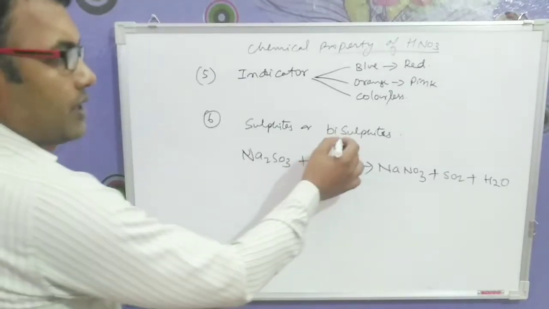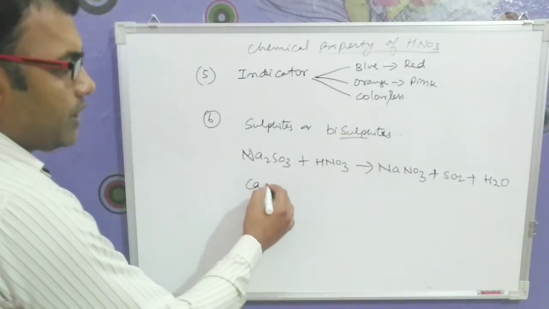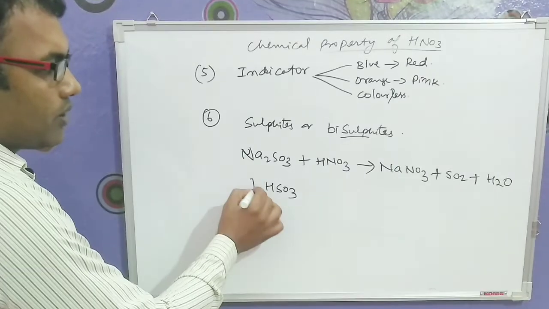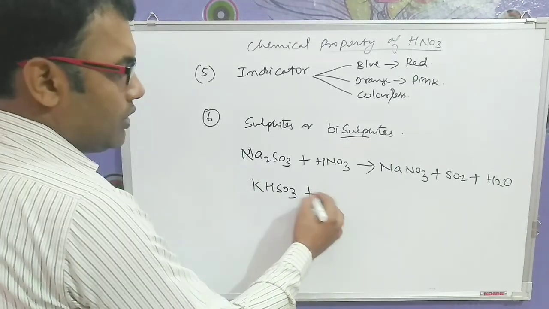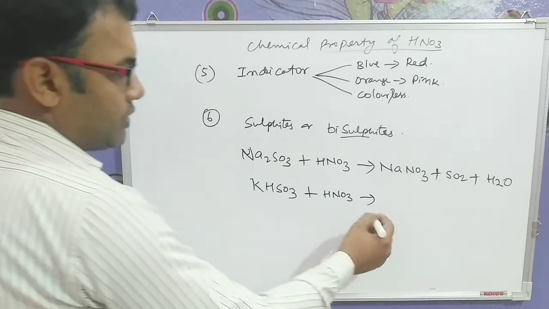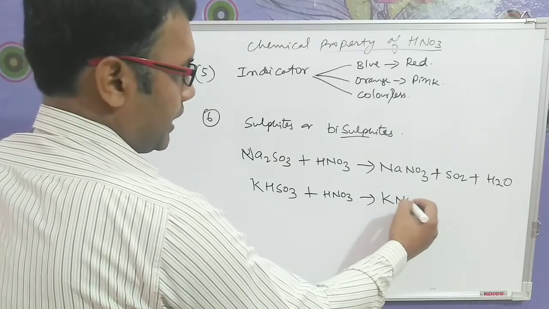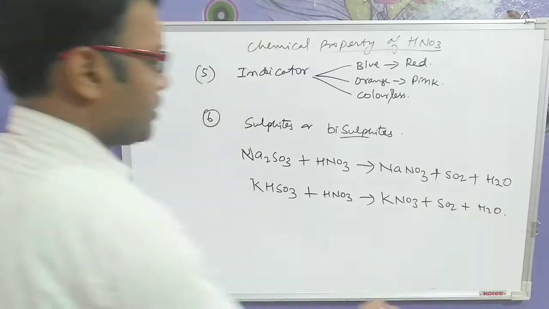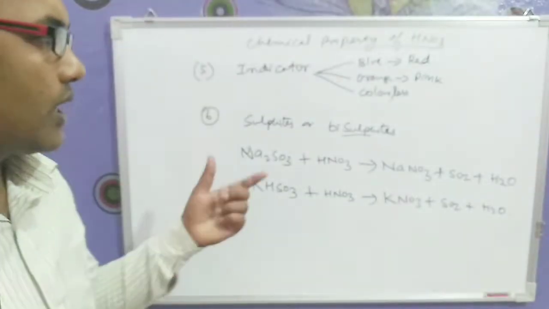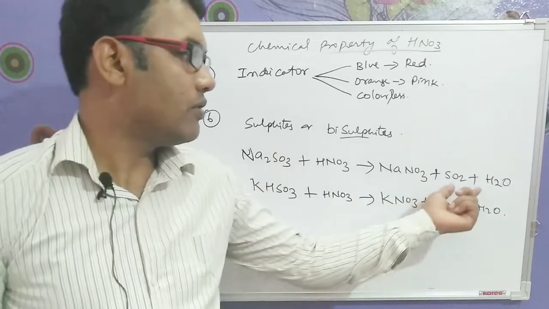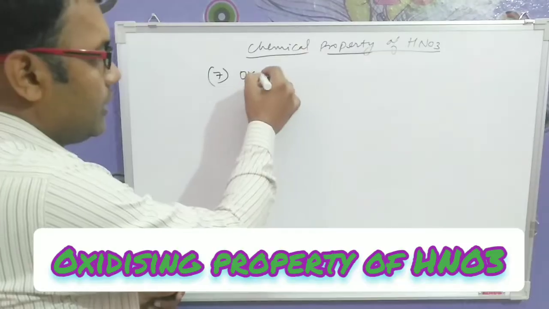Another example, for bisulfite: we take potassium bisulfite and react it with nitric acid. What does it give you? Potassium nitrate, again sulfur dioxide and water. So as you can see, in the previous case carbonate was giving carbon dioxide, and sulfite gives you sulfur dioxide.